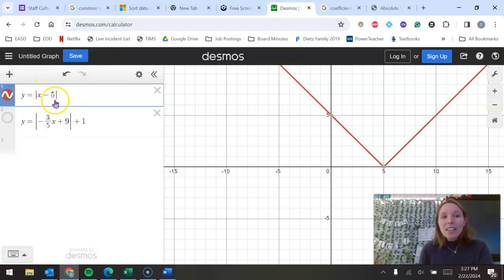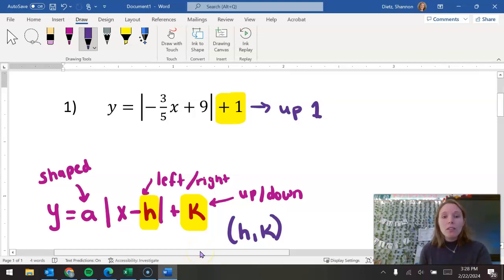So it looks like negative numbers shift my graph to the right, and positive numbers shift that graph to the left. So if I see a positive number in here, that means that graph is going to be shifting to the left a total of 9.